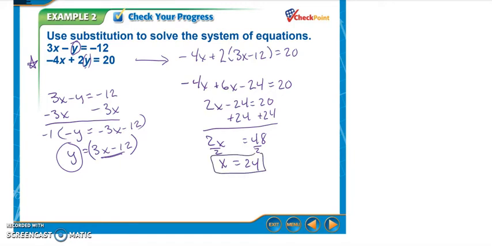Remember, we have to figure out what y is by plugging x equals 24 into the other equation. So let's go ahead and do this one. Let's see where I am on my notes.